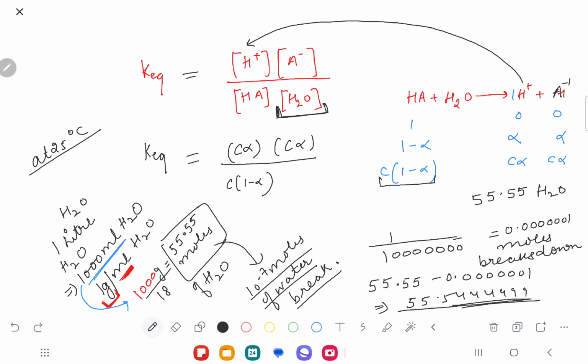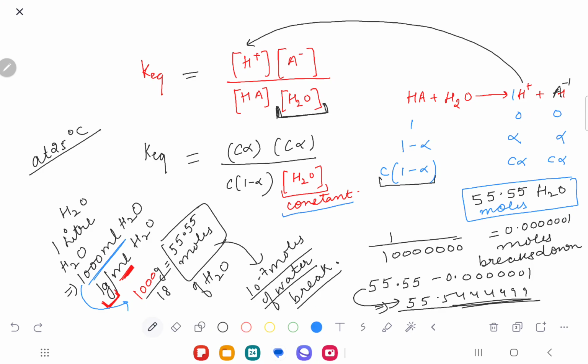And this is a very slight change. For me, for all practical purposes, the concentration of water remains 55.55 moles. Are you understanding my point? Any doubts in this? What does that mean? That means if I write down the concentration of water here, for me, H2O is a constant.